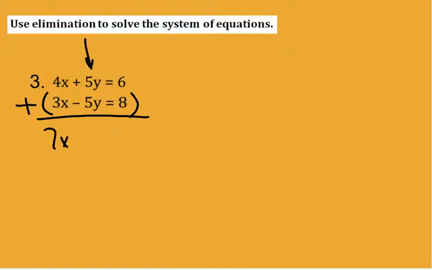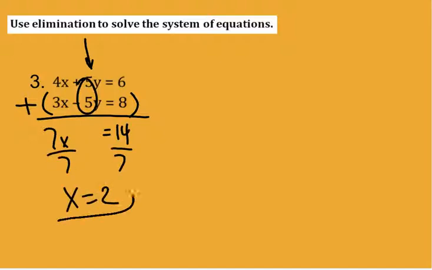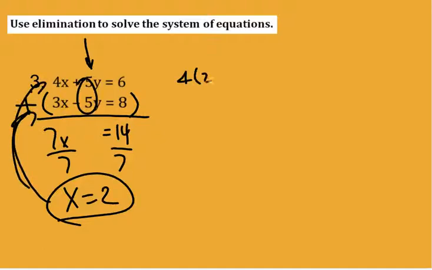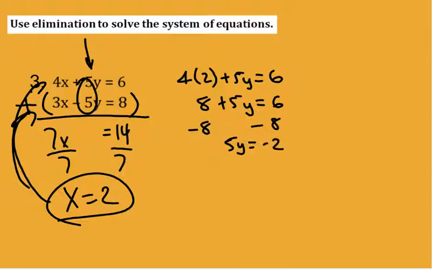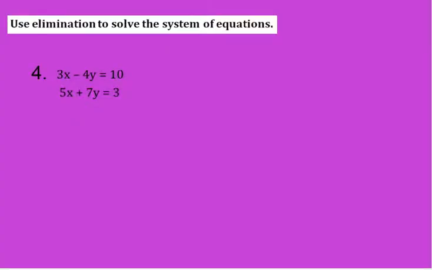Here's what's going to happen. I'm going to get 7x. This is going to become 0. This is going to be 14. So a little division, x equals 2. Now I need to substitute this back into either one of these to solve. So I'm going to have 4 times 2 plus 5y equals 6. So little subtraction. 5y equals negative 2. Y equals negative 2 over 5. Then my answer, 2 and negative 2/5.